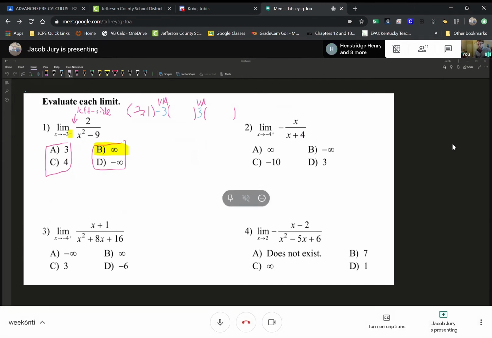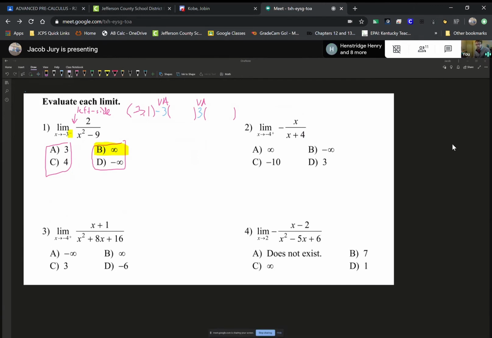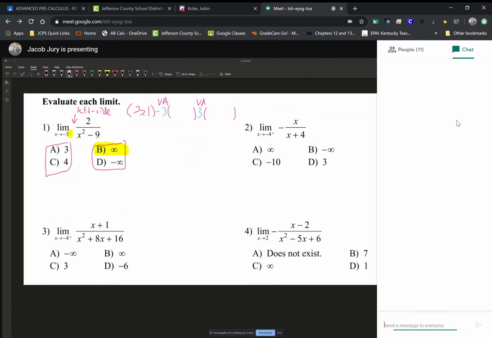Okay, so did anyone get an answer to 2? Have a guess? I got positive infinity. Positive infinity, so A. Anybody else get an answer? Cool, yeah, so Evelyn's right.